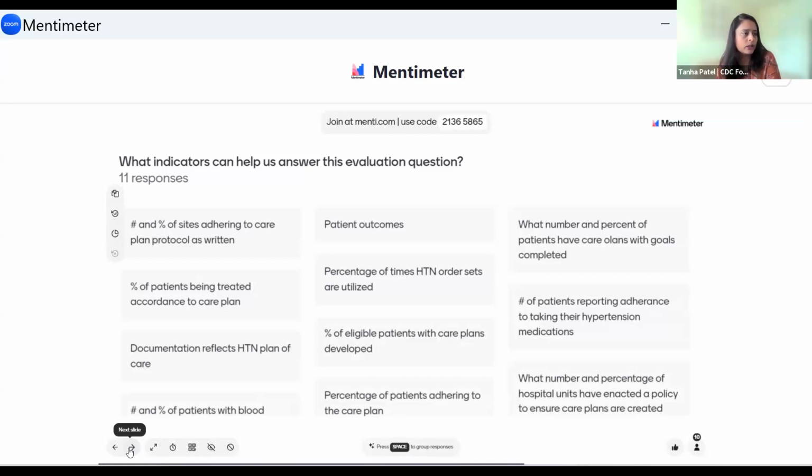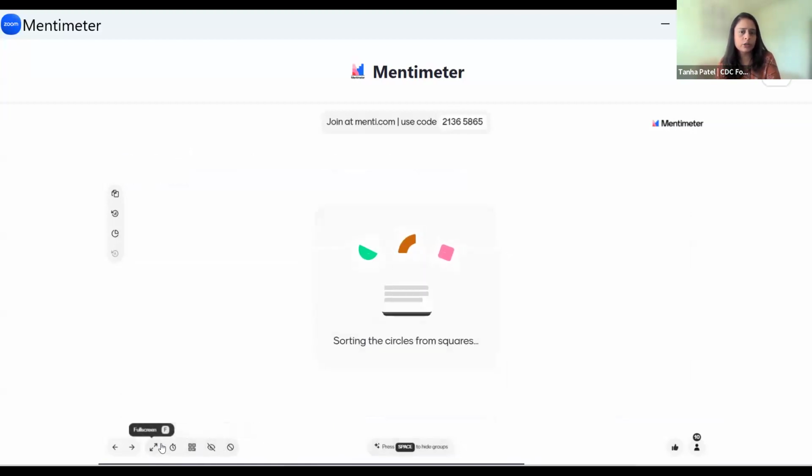So what I will say is when you have statements like what number and percentage, you're now asking a question instead of writing it as an indicator. So I would suggest writing it as number and percentage of hospitals that have enacted a policy and take the what out of there. But these are really great suggestions. So let's move on to the next question.